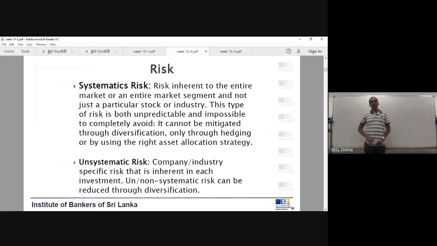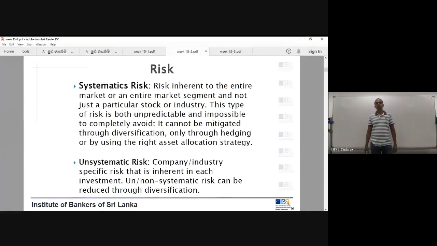Systematic risk and unsystematic risk. The risk inherent in the entire market or an entire market segment, and not just a particular stock or industry, is called systematic risk. So the risk within the system is called systematic risk. Now, something like COVID. Remember, the stock market crashed by 30%. That is something within the system. It's not something unique to a particular stock. The entire market crashed. So that's called systematic risk.